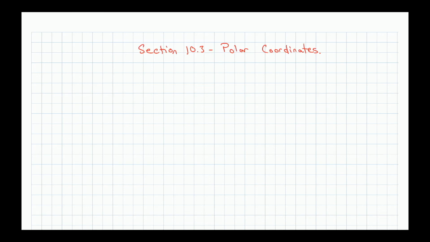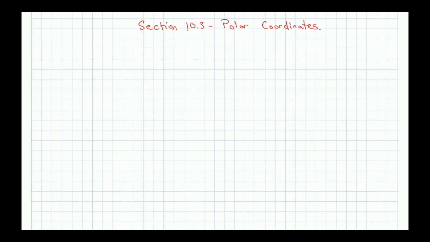Okay, everybody. So we will go ahead and get started. What we're going to be looking at today is section 10.3 in your book. This is polar coordinates. So this is going to be maybe a little bit of a break from some of the difficult stuff we've been doing recently. Yeah, so this should go pretty well. It's not too bad. So let's go ahead and talk about it.